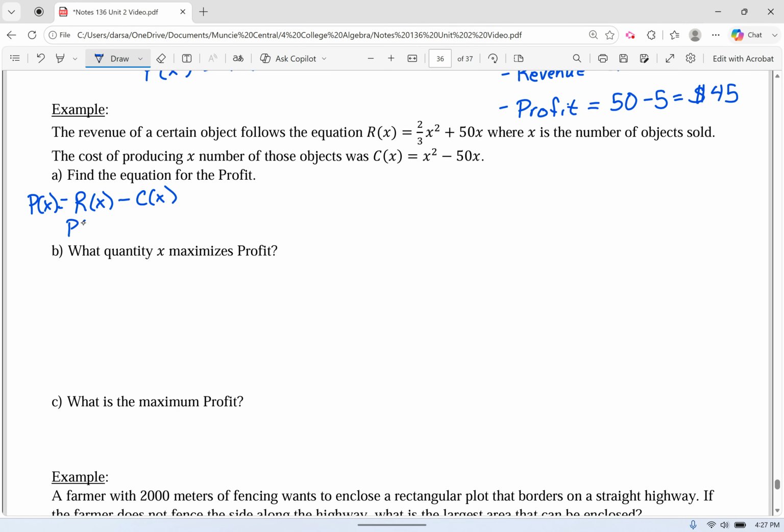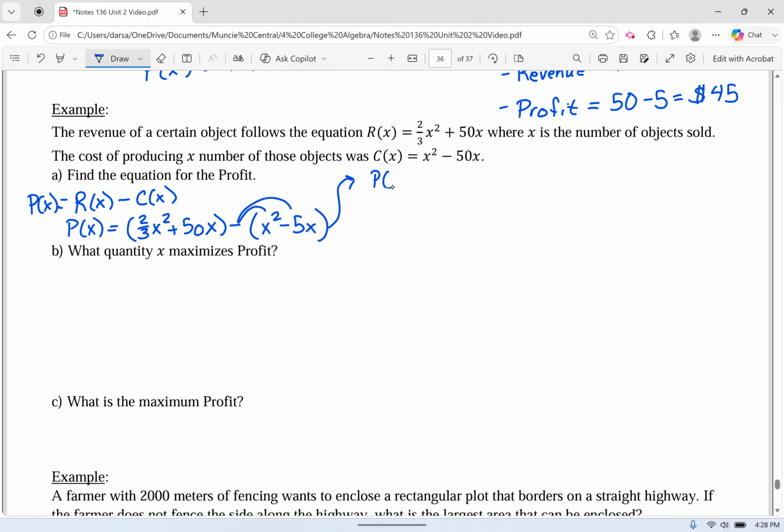So in this case, profit is equal to that revenue equation, 2/3 x squared plus 50x, minus the cost equation. And be sure when you are subtracting something, especially an entire function, we want to subtract the whole function, not just the first thing. So we need to put it in parentheses. Now let's simplify this up.